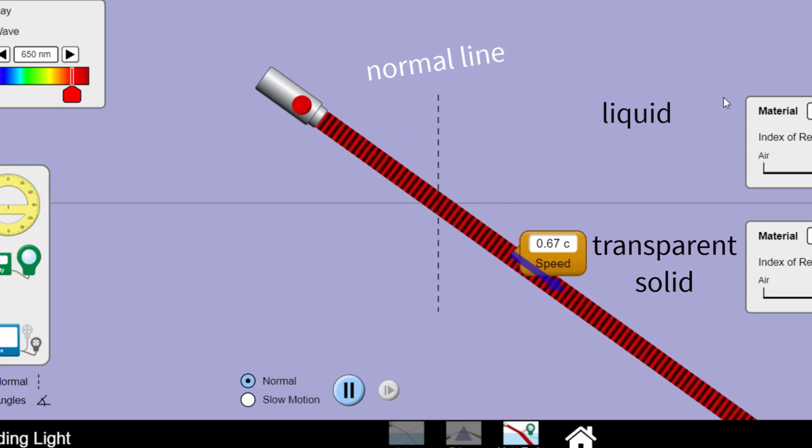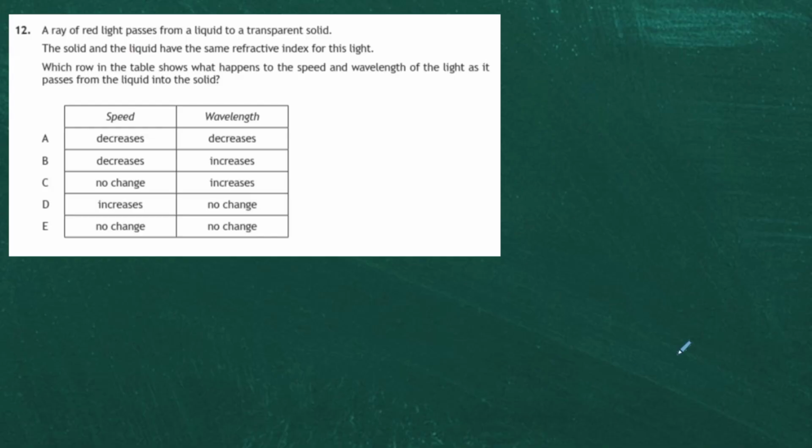So what we've ascertained is that when you have two mediums which have the same refractive index for that particular wavelength or colour of light, in this case the liquid and the transparent solid, there will be no change to the speed, no change to the wavelength, and no change to the direction. So we can go back to our question and see what answer we're going to choose. Speed, no change, and wavelength, no change. So our answer is definitely going to be answer E.